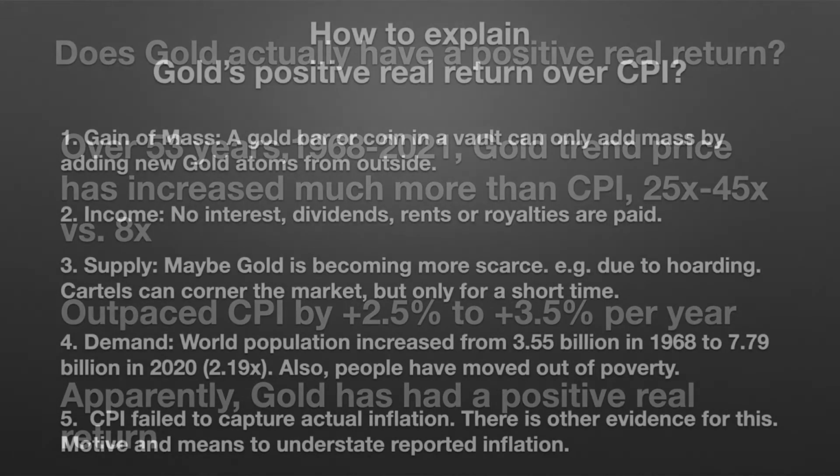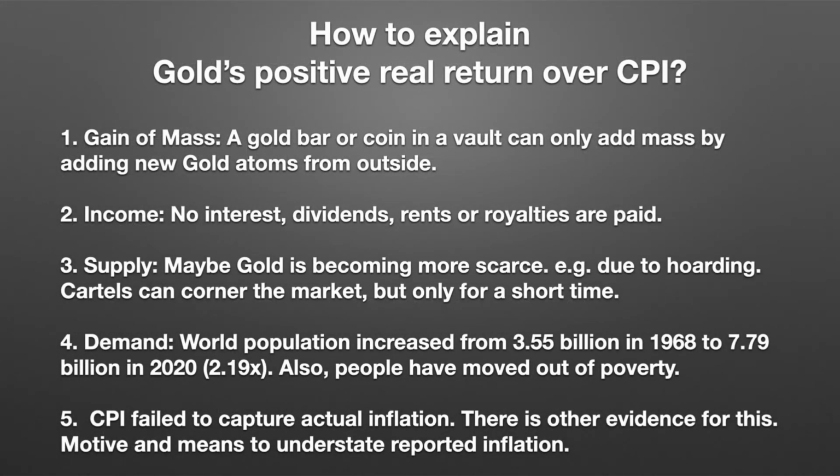So what I did was I tried to explain gold's positive real return over CPI. I came up with 5 possibilities, and we'll look at those now. The first one is gain of mass. If you put a gold coin or a bar into a vault, the only way it could gain mass is if new gold atoms were to deposit onto it from somewhere outside. And we know that this doesn't happen. There's no gold floating around in the air that could add onto the mass of the gold in your gold bar. So gain of mass as an explanation for the positive real return over CPI, we just reject outright. That's impossible.